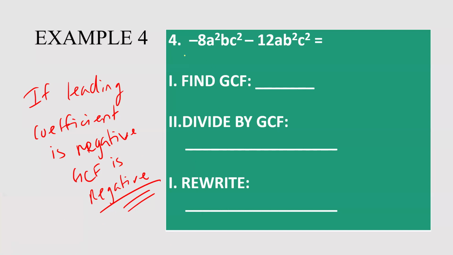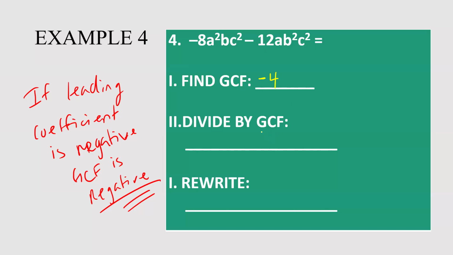Okay. So number 4, we have negative 8a squared b c squared minus 12a times b squared times c squared. Okay. Notice here in this case, our leading coefficient is negative. So that means our GCF is going to be negative. Okay, now you're just talking about the numbers. What is the largest number that evenly divides into 8 and 12? 4. Perfect. So we have -4.